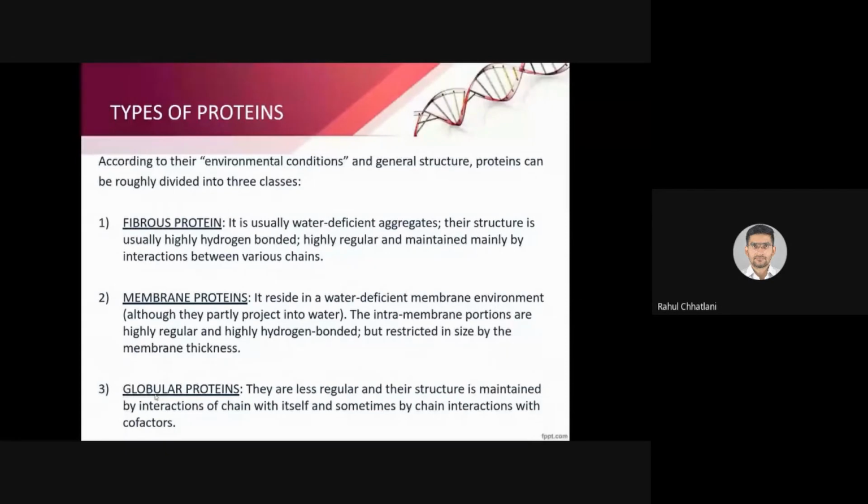So these are the three basic types: fibrous, membrane and globular. Fibrous proteins you mainly see in the cell and outside the cell. Membrane proteins you mainly see on the membrane, and globular proteins may be present within or outside the cell again, but the differentiating portion between fibrous and globular is presence and absence of water. So water deficit and water present, that is fibrous and globular proteins respectively.